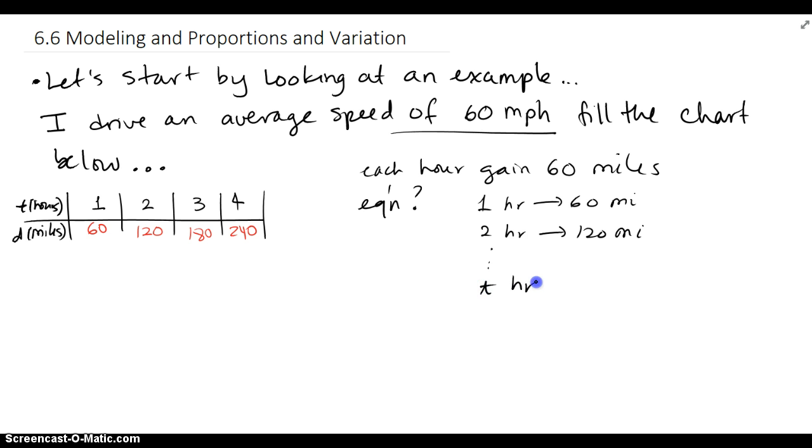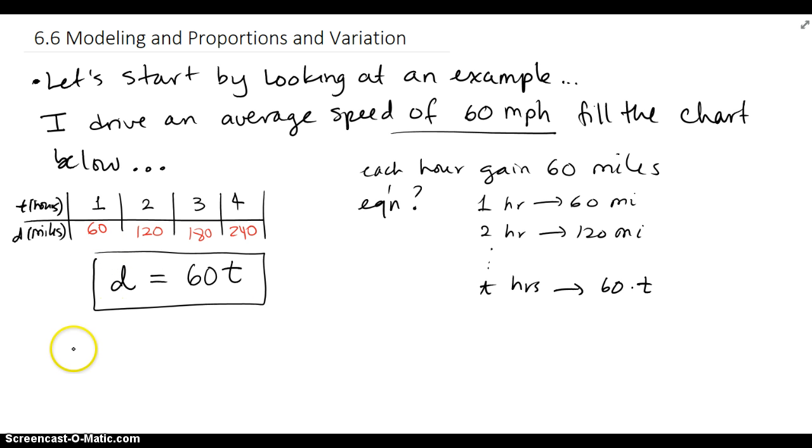So t hours will be whatever miles per hour I went, 60 times the time, which will give me the distance. So the distance is equal to 60 miles per hour for each hour t that I go, and this idea actually leads us to the concept of direct variation.